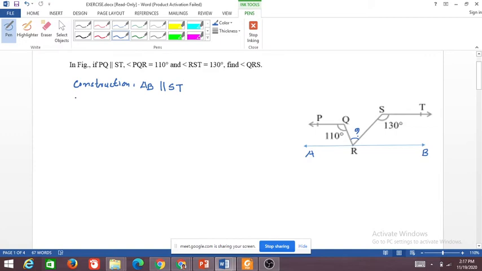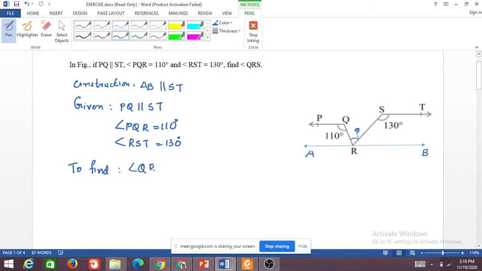So I will write what we are given here. Given: PQ is parallel to ST, angle PQR is equal to 110 degrees, and angle RST is equal to 130 degrees. Now, to find angle QRS. Now quickly find the angle and tell me.